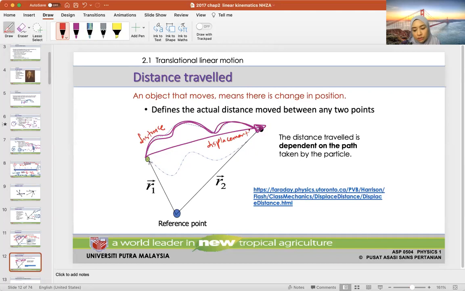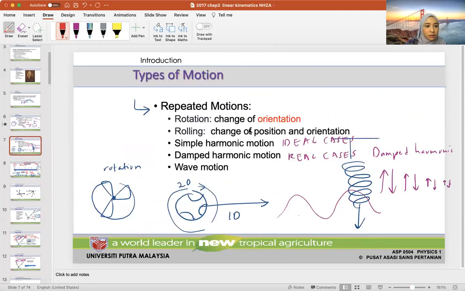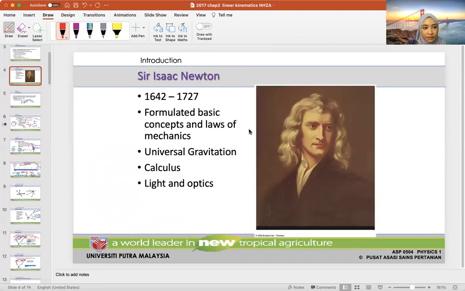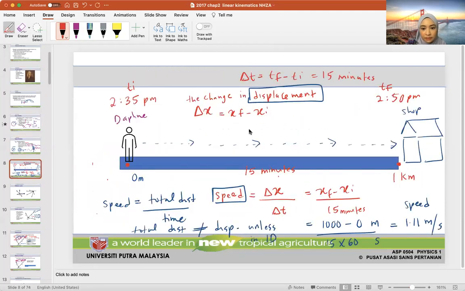Okay. So now let's talk about Daphne again. Let's go back to our Daphne scenario. Sorry ya Daphne. Nama awak famous hari ni. So Daphne was walking, right? And she walked from 0 to 1 kilometer. Is this displacement or distance?